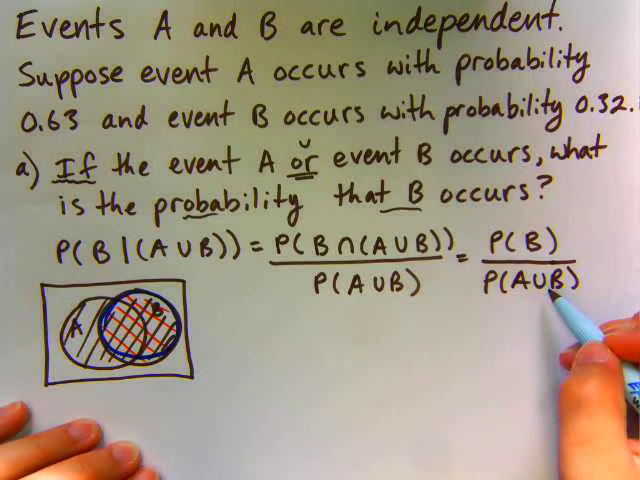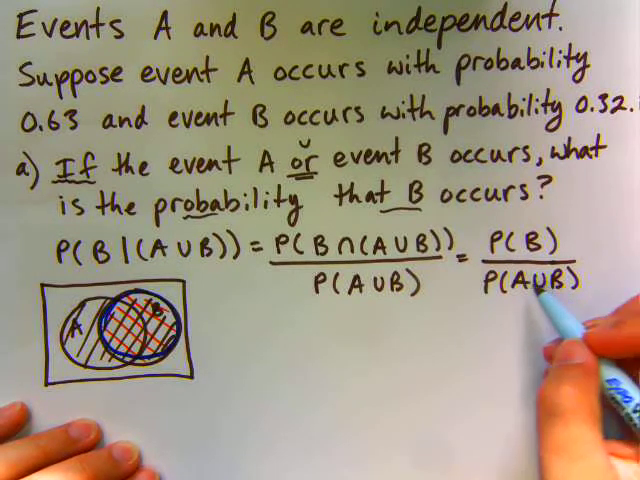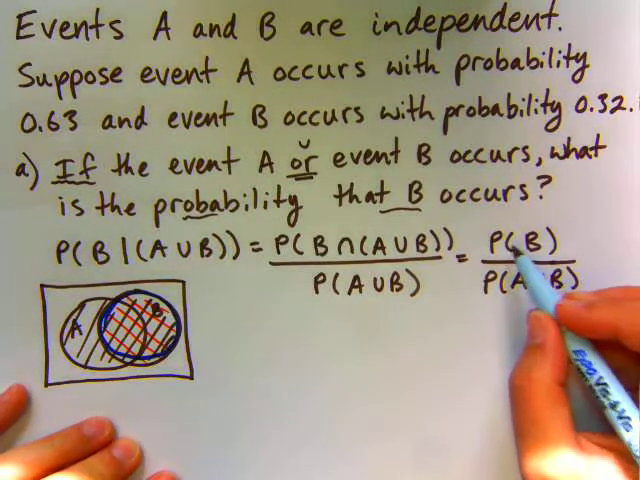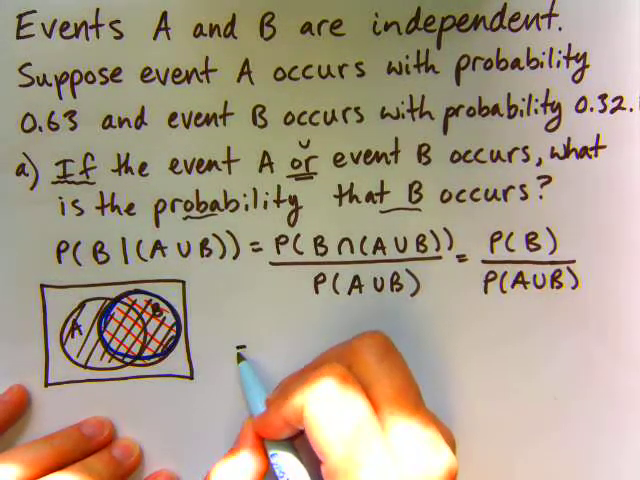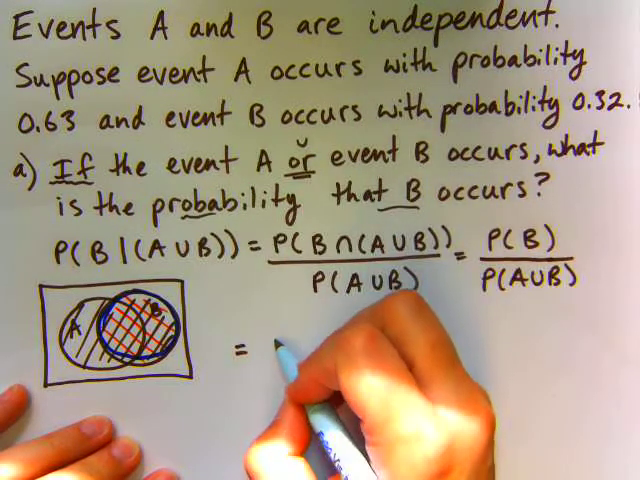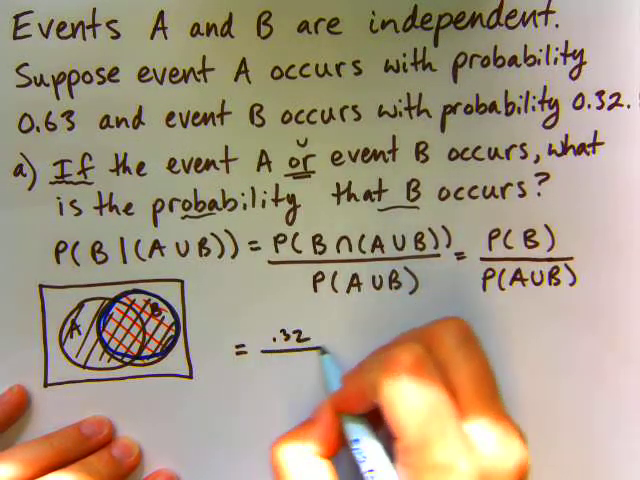Now, another piece that we'll need is the intersection. What's this probability in the middle? And we'll do that in just a second. Let's start writing out this fraction. The probability of B was 0.32. So I know that piece.